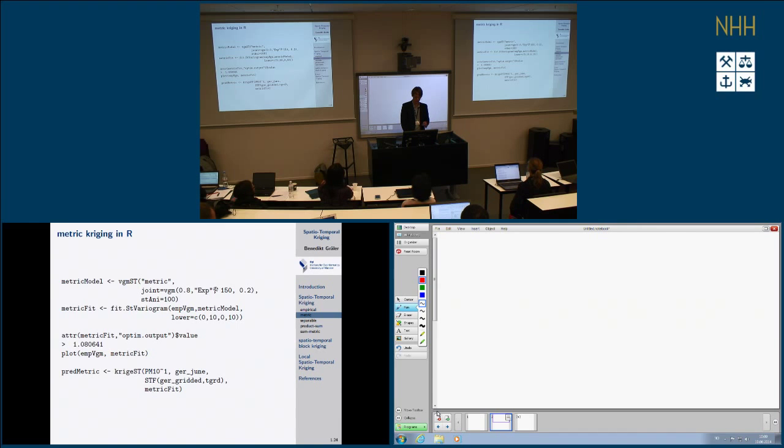So here we choose the exponential model as a joint model, and we set a spatial-temporal anisotropy value to 100, which means 100 kilometers per day. But these are just the first estimates before you can fit it.